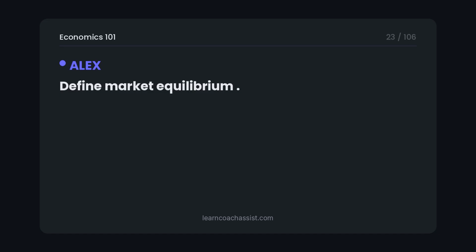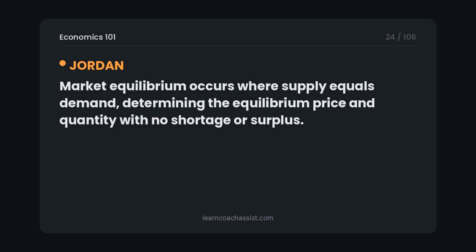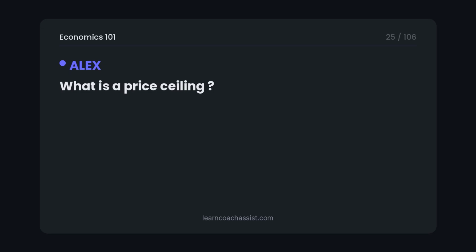Define market equilibrium. Market equilibrium occurs where supply equals demand, determining the equilibrium price and quantity with no shortage or surplus.